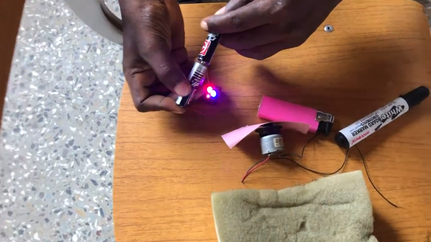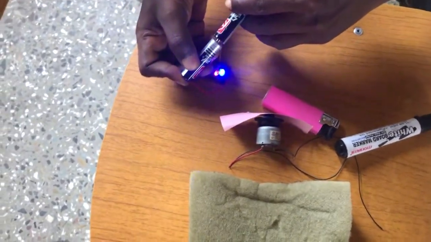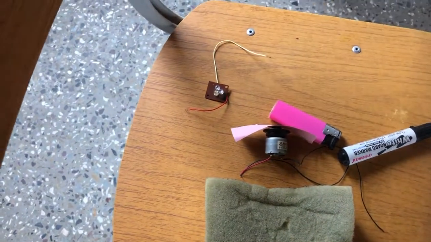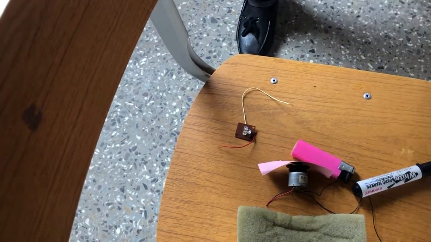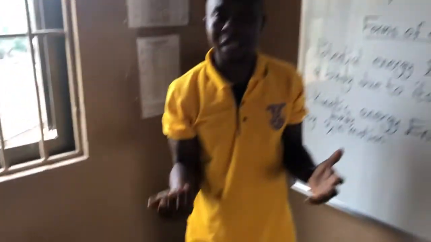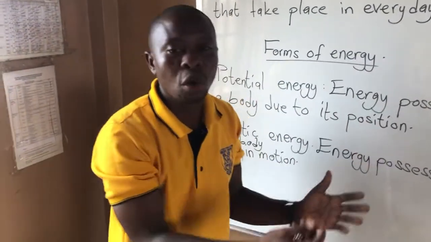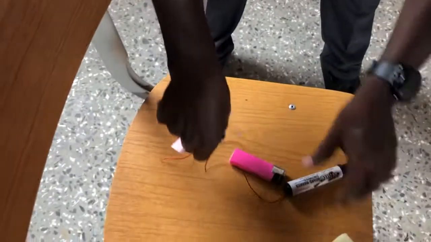We learned in the previous lesson that a battery is having chemical energy. So now this chemical energy, when we connected it with the bulb, we can see that it has given us light. So the chemical energy has been changed from chemical energy to what? Light energy.